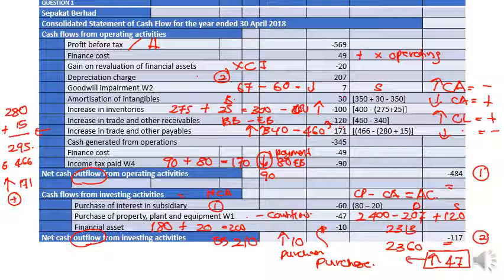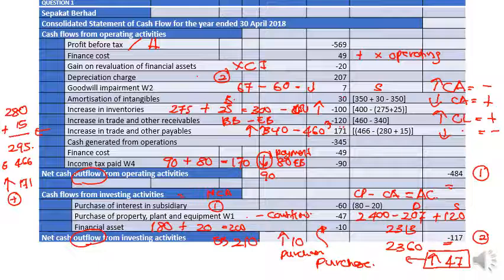Now look at your PPE here. For the PPE, the beginning balance is 2,400. So you have 2,400 for the beginning balance, and then you need to minus 207 here for depreciation, and then we need to plus the amount that you have in the PPE in Semangat. So plus 120, the one that you have in Semangat. You total up this amount, so you're going to have 2,313.